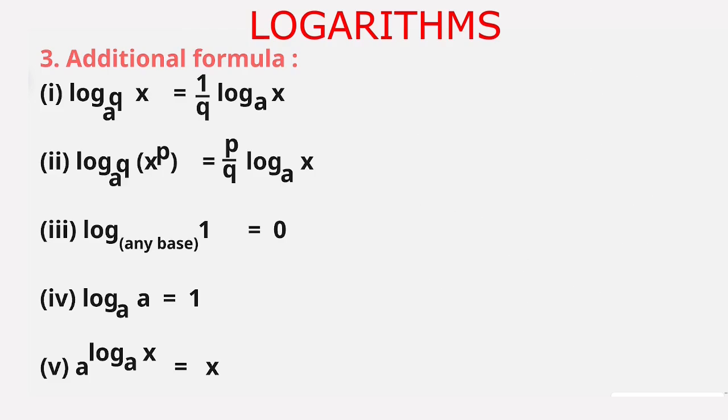Log 1 to any base equals 0. Let a be any number, and a to the power 0 equals 1. So from the definition of the log we can write log 1 base a equals 0, as the power is 0. Here a is any number. So we can say that log 1 to any base a equals 0.